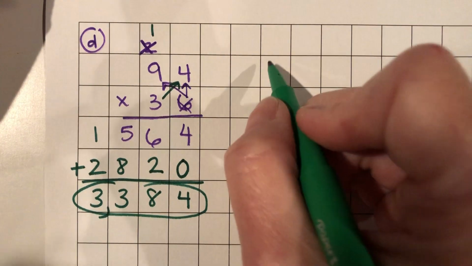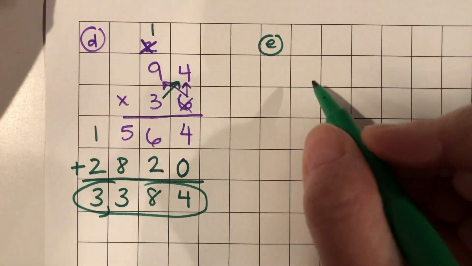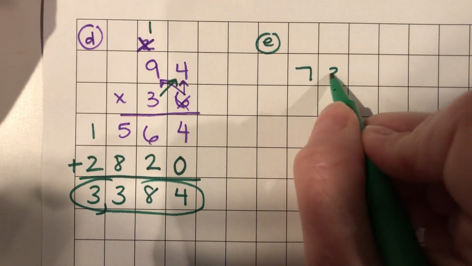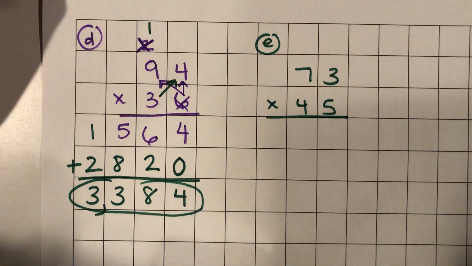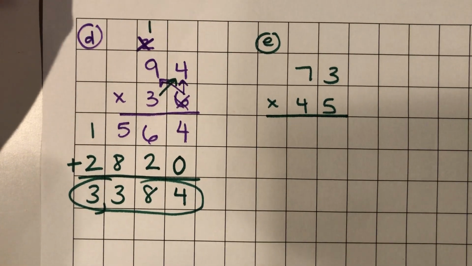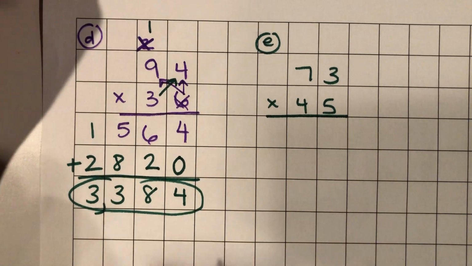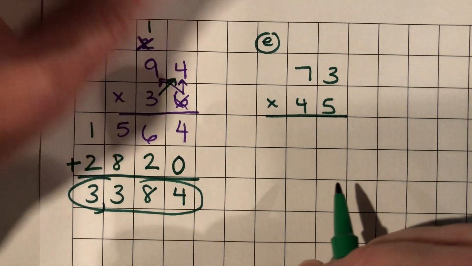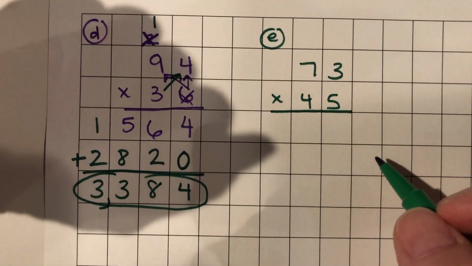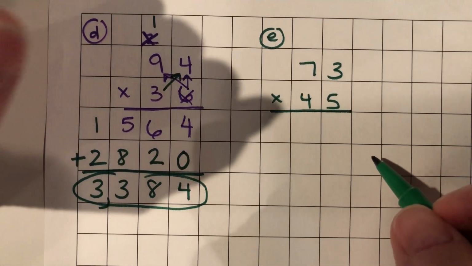All right, move on to letter E. For E, it's 73 times 45. If you wrote 45 times 73, you'd get the same answer as me at the end. If you feel comfortable at this point, you can go ahead and pause and try this on your own and then press play when you're ready. So welcome back if that's what you're doing. And if you're not ready yet, then that's fine too.